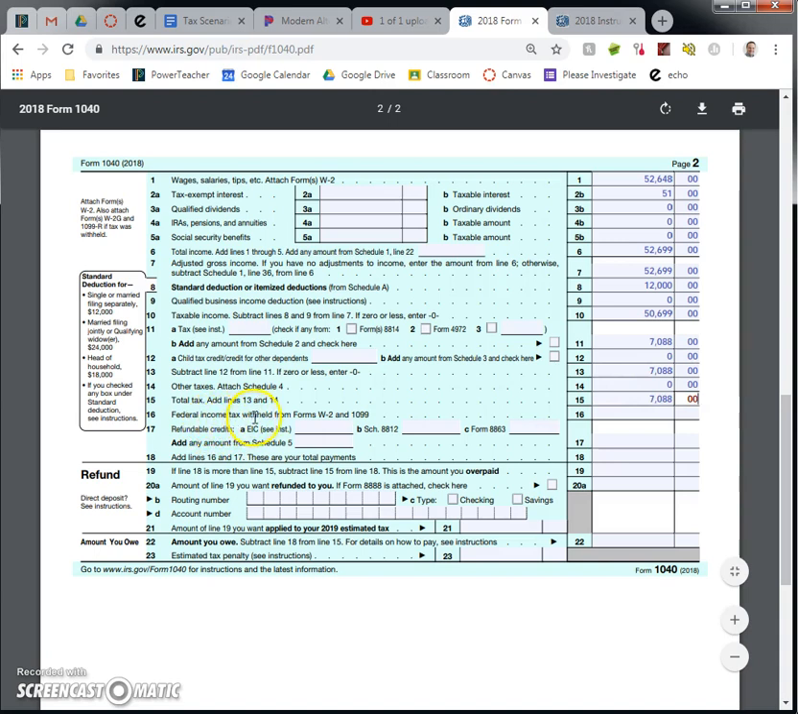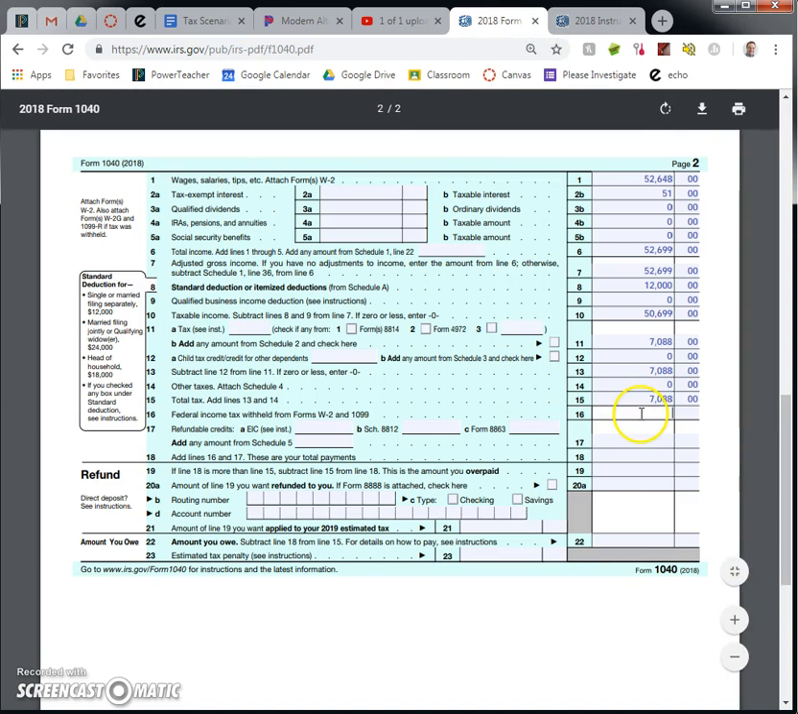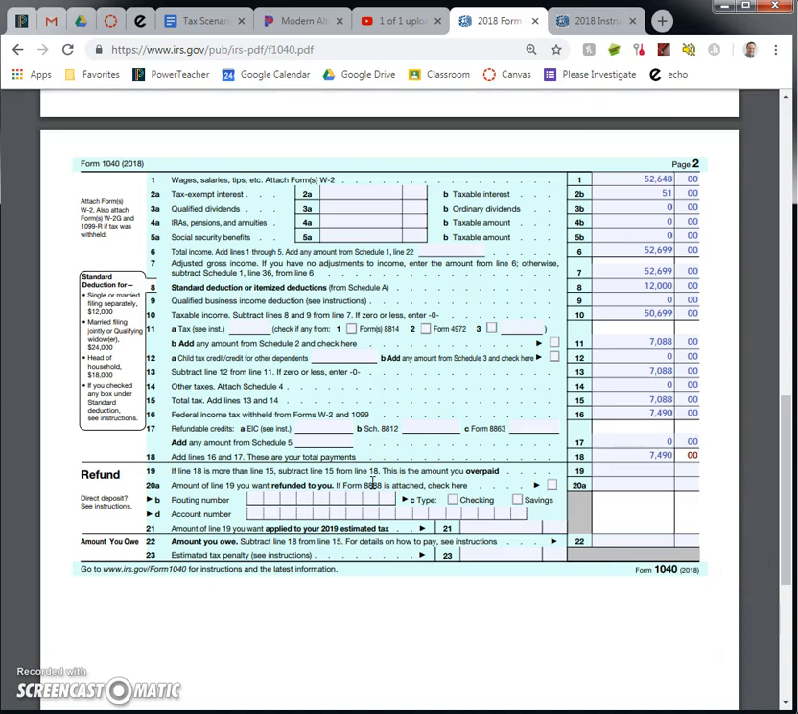Box 16, federal income tax withheld from the W-2 form. So we need to go to Marcus's W-2 form right here. We need to look in box 2, and it looks like in 2018, Marcus had $7,490 withheld from his paychecks for federal income taxes. So that's the amount that Marcus already paid. So we're going to put that 7,490. Okay. Box 17, refundable credits. He didn't have any of those either. That's a zero. Box 18, it says add lines 16 and 17 together. So 7,490. All right. So we have gotten all the way down to the refund portion of the 1040 form.